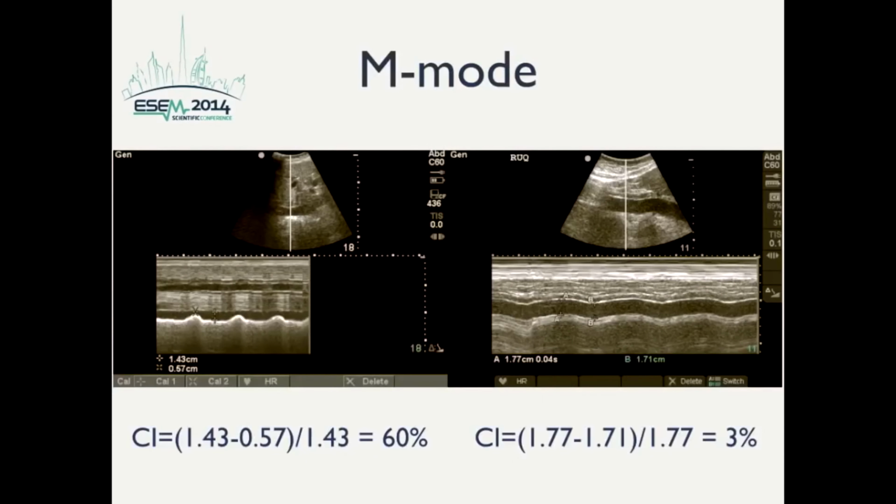This is an example of an M-mode image. You'll see on the left side an almost completely collapsible IVC with a Cava index calculated at 60%, while on the right side, the Cava index is close to 0, indicating a minimally collapsible IVC. Frankly speaking, you don't even need to measure and have these numbers. Just visually looking at the IVC and the M-mode graph, you can definitely see that the IVC is collapsible on the left compared to the right.